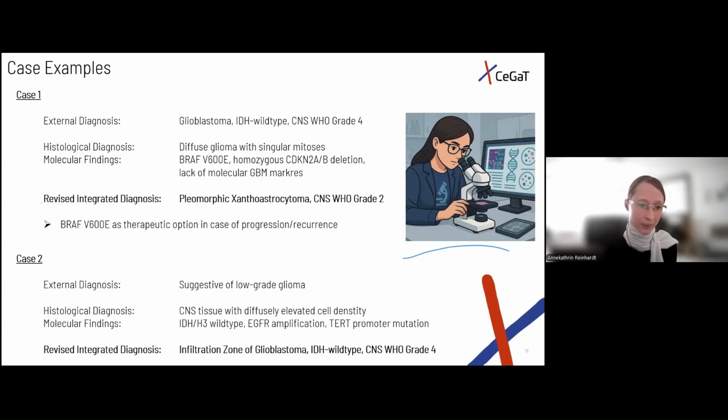And then we did molecular analysis, and we found IDH wild type, of course. And then we saw an EGFR amplification and also a TERT promoter mutation. And that's why our revised integrated diagnosis was infiltration zone of glioblastoma, IDH wild type, CNS WHO grade 4. And yeah, we do not know what would have happened if we did not do this molecular analysis, whether they just did watch and wait or so. And so the patient could receive an adequate therapy.